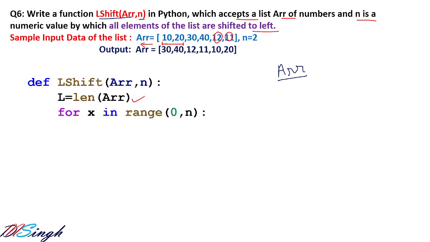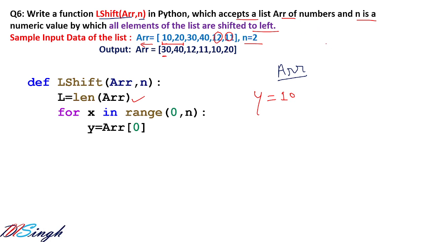We will iterate over the list, and from where will this n come? This n will come from here. How many elements do you want to left shift? So we will store the first element at index 0 inside some temporary variable. So y will hold now what? y will hold 10.